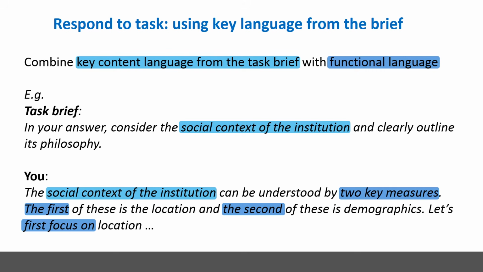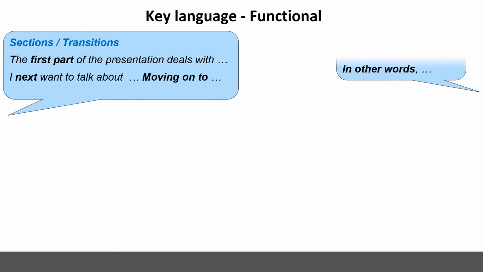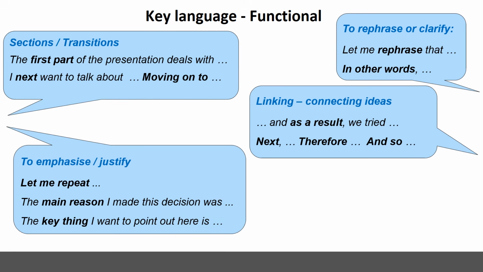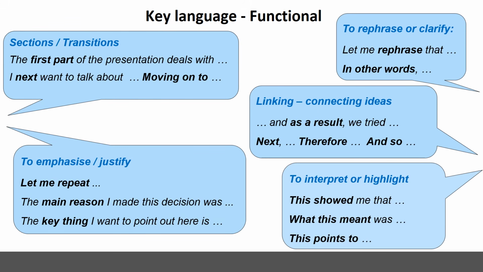This functional language is key to helping the audience keep up with key parts of your talk. And the functions are sectioning, transitioning, rephrasing, clarifying, linking, emphasizing, justifying, interpreting or highlighting. There are a lot of functions you use when you're speaking to an audience. The key thing I want to point out here, if we are using the function language with body language and content language, it makes for a very clear and powerful message.